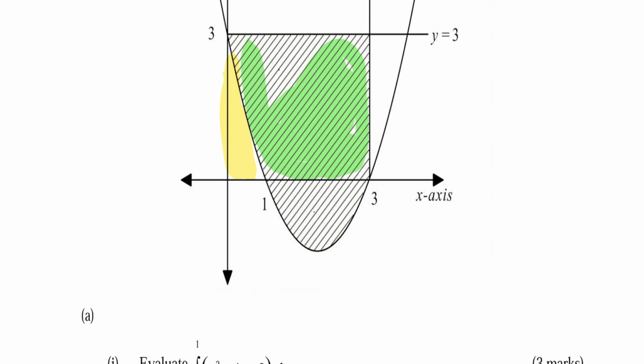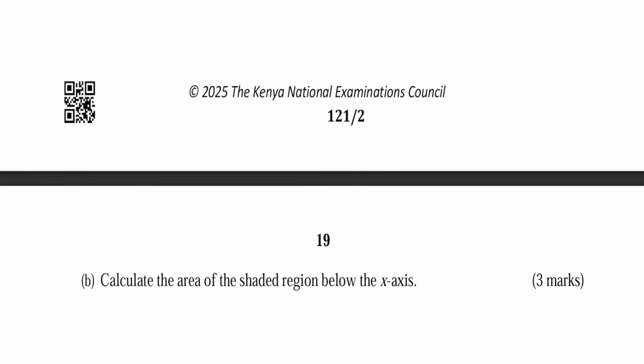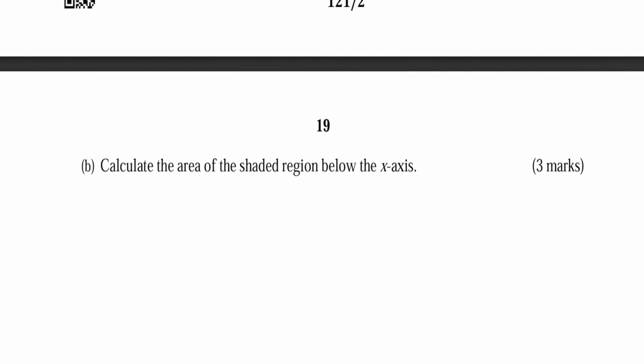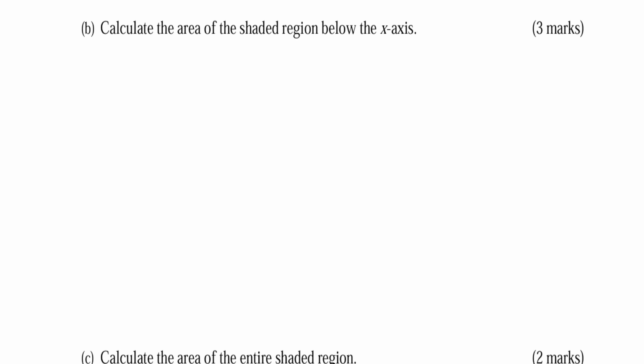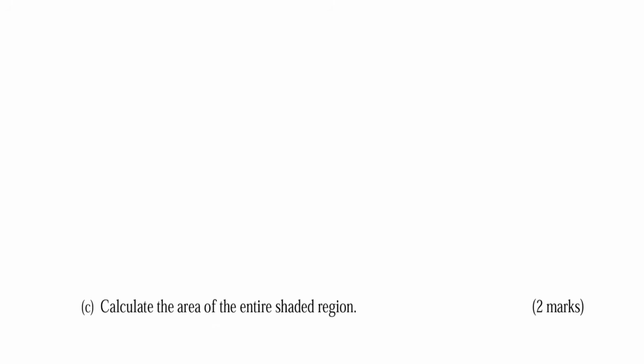So you need to calculate for that part as well, not the hard single move. And last but not least, question B, calculate the area of the shaded region below the x-axis. No, the last question is this one. Calculate the area of the entire shaded region.